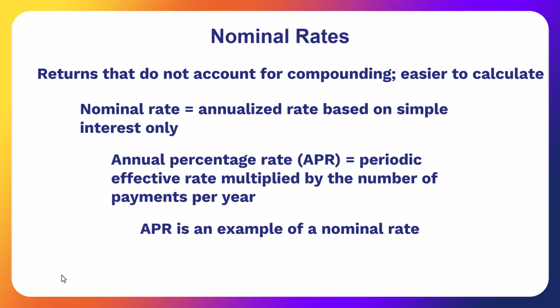Nominal rates, these are really more like stated rates, right? They don't account for compounding, right? So the annualized percentage rate, APR, is the periodic effective rate multiplied by the number of payments per year. So the APR is an example of a nominal rate. In practice, these are the stated rates that are in a contract. They're not the actual rates that we pay because they do not take account for compounding.